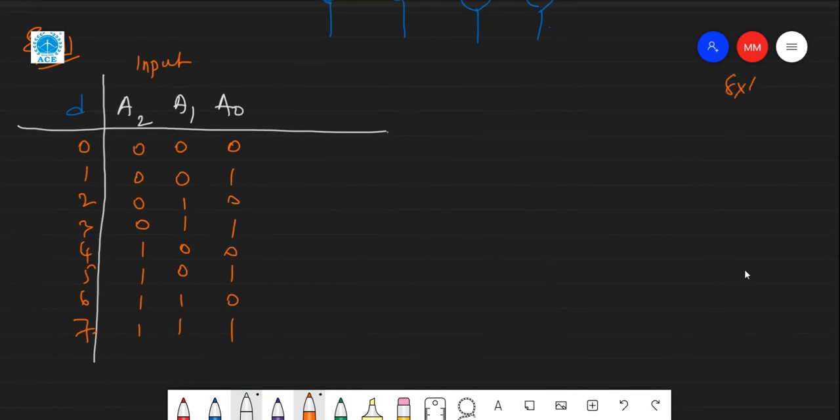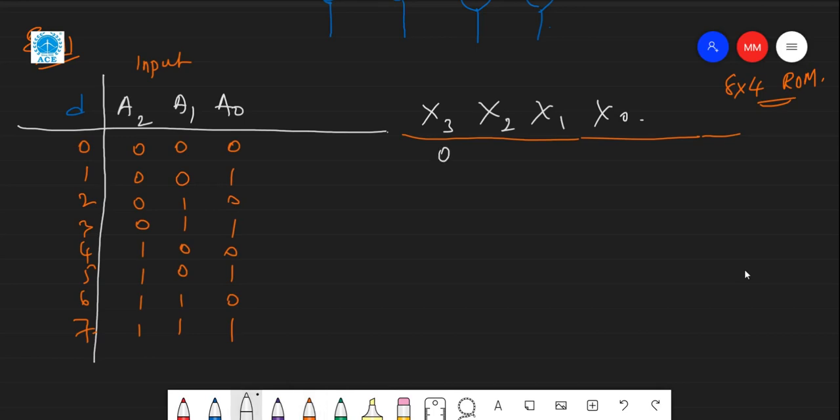So I'm taking the example of an 8 into 4 ROM. We have 4 outputs, so let us consider these 4 outputs: x3, x2, x1, x0. Now you need to mention your own functionality. This is programmable, the OR gate outputs are programmable, so let us write our own functionality. For example, 0, 1, 1, 0, 0, 1, 1, 0. I'm taking this randomly. This is my functionality, the logic which I want at my output.